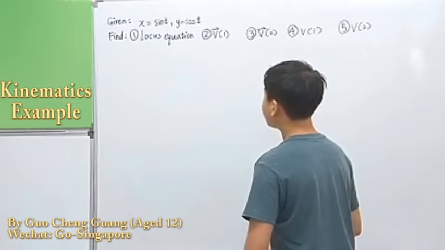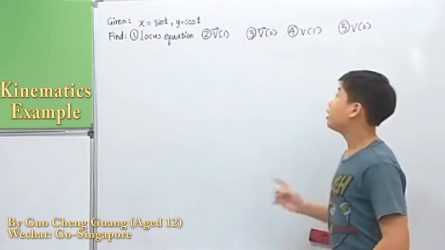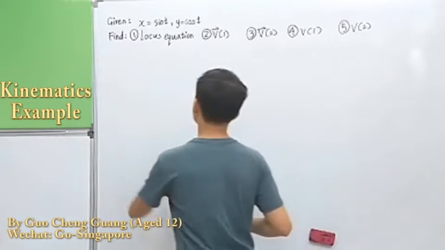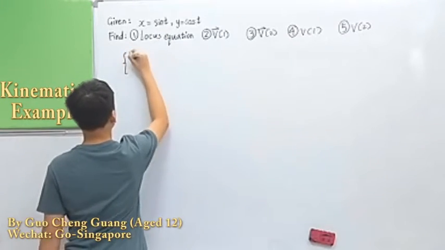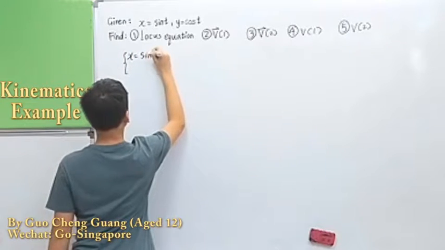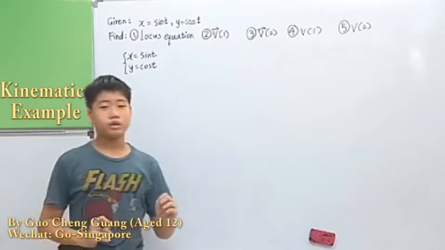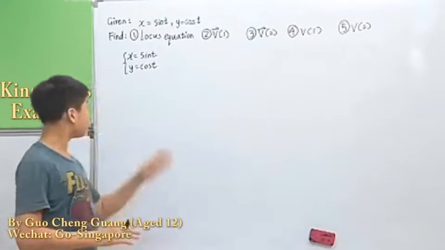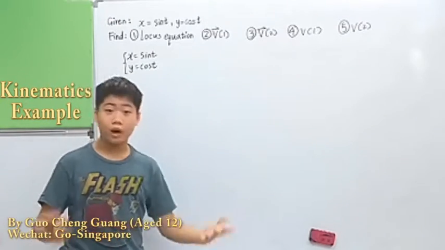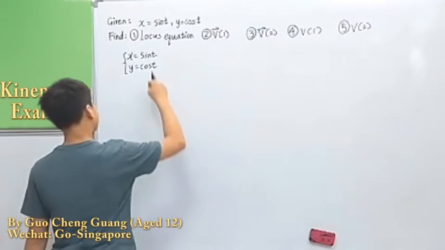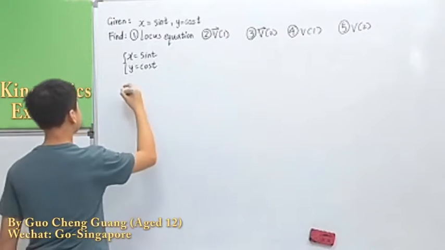So in this example, we are given x is sine t and y is cosine t. So first of all, we can write them into this form. And this type is called the parametric equations. Okay, so it is that form. So how about we want to change it into x and y only? So we think about sine and cosine. Think about the different types of identities, and we suddenly get it.